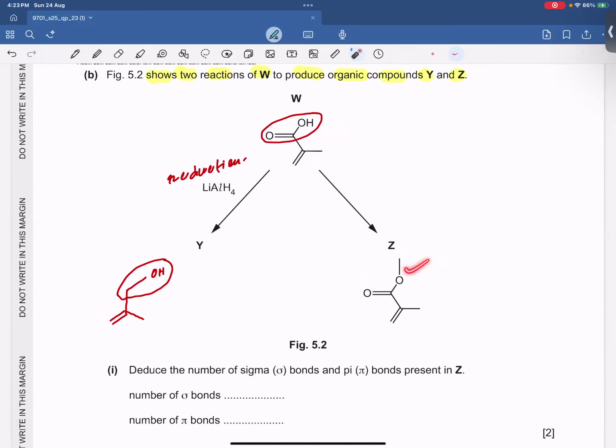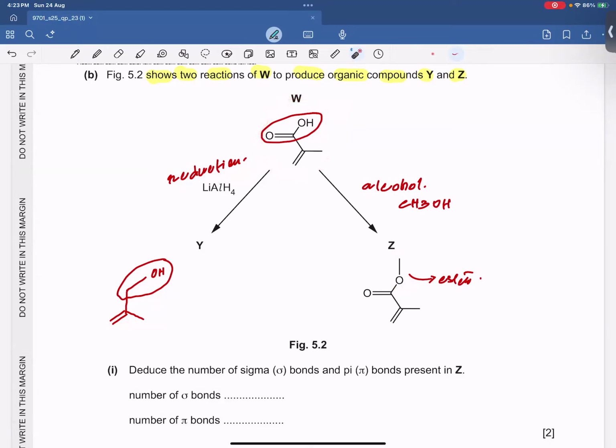So this is an ester. An ester is formed when an alcohol reacts with a carboxylic acid. And how many carbon atoms are involved in the alcohol? Only one carbon atom, which means methanol is treated with this compound W to give this one, okay?